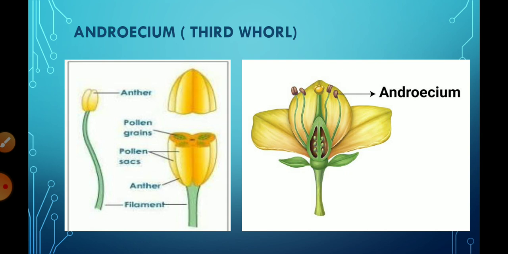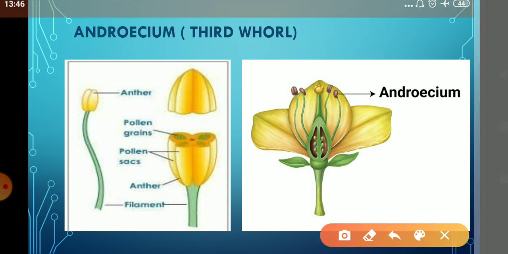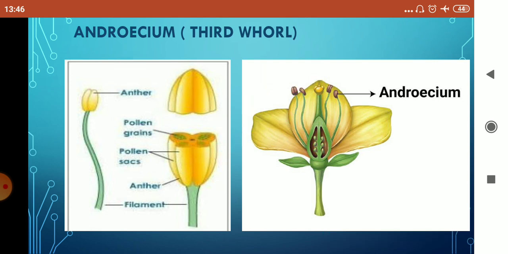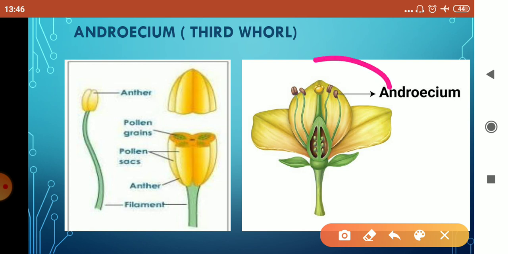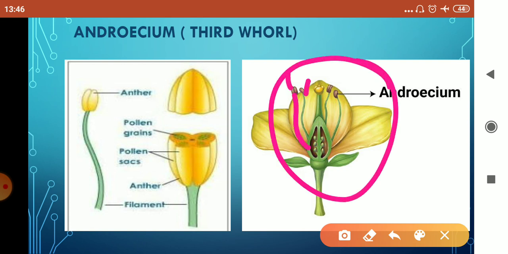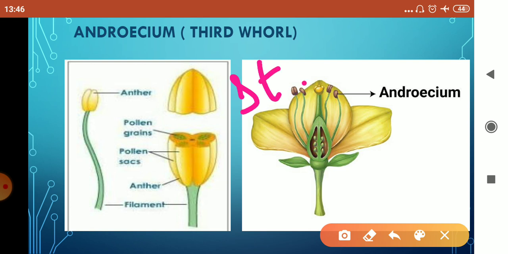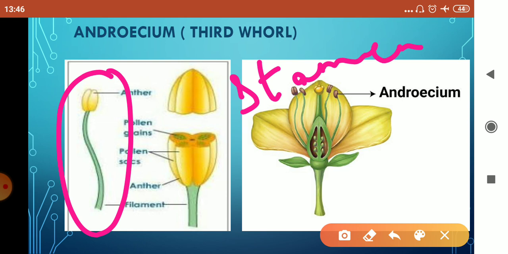Now let's move on to the third whorl. This third whorl is the reproductive whorl of the flower, and it is the male reproductive whorl of the flower. It is called androecium. Children, you can locate the androecium here. You can see these 1, 2, 3 and 4. These are together called androecium, and the unit of androecium is called a stamen. So children, here this is a stamen. A stamen has two parts. The upper part is called the anther and the lower part is called the filament. So here this brown part is the anther and this green part is called the filament.